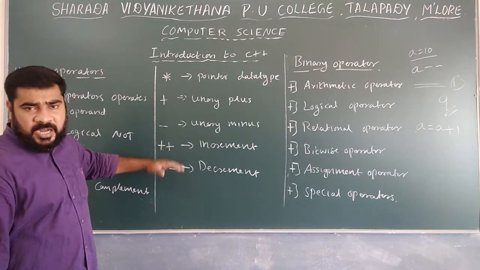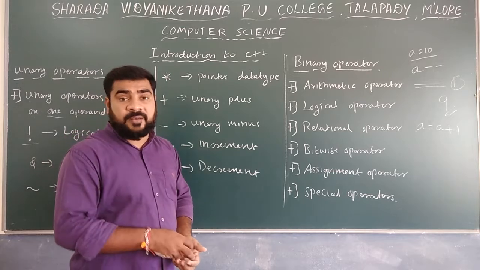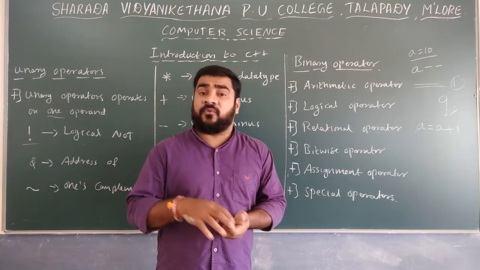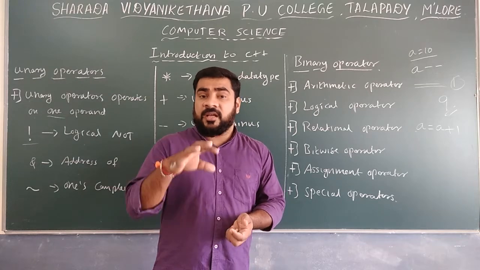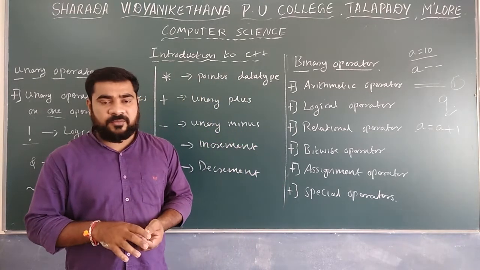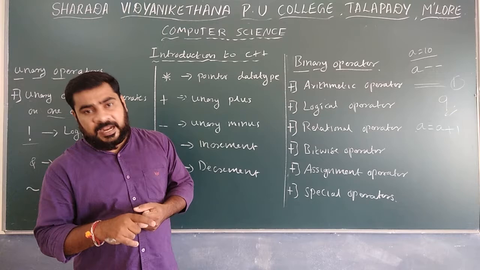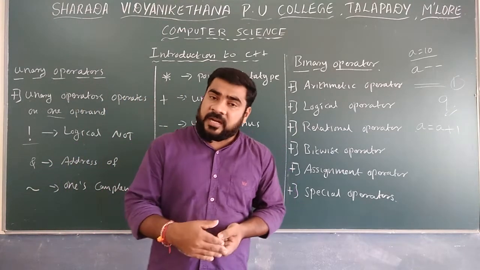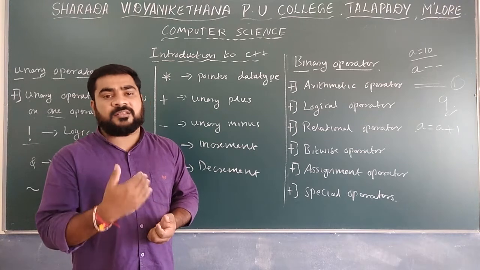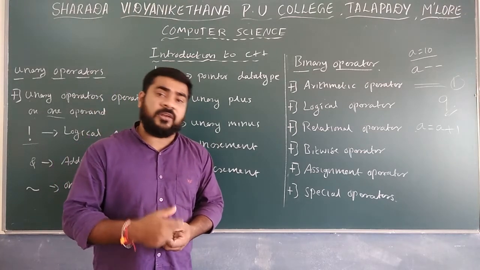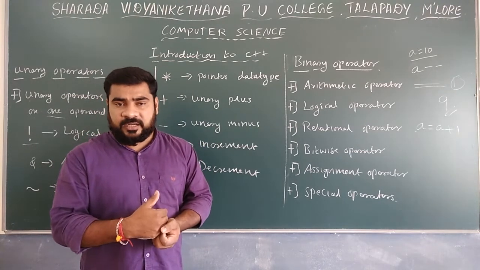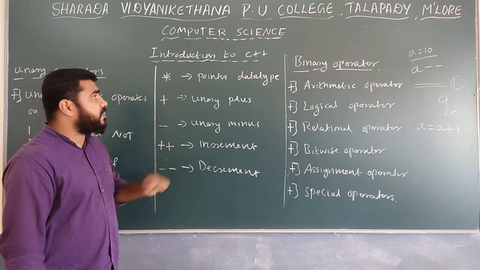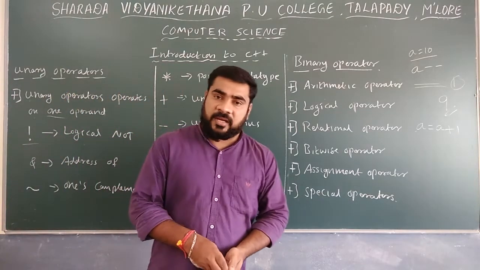Next one is plus plus and minus minus, known as increment and decrement. We already discussed these in the for loop, where we use increment or decrement. Increment means the value is added by 1, and decrement means the same value is decreased by 1. These are the different types of unary operators.